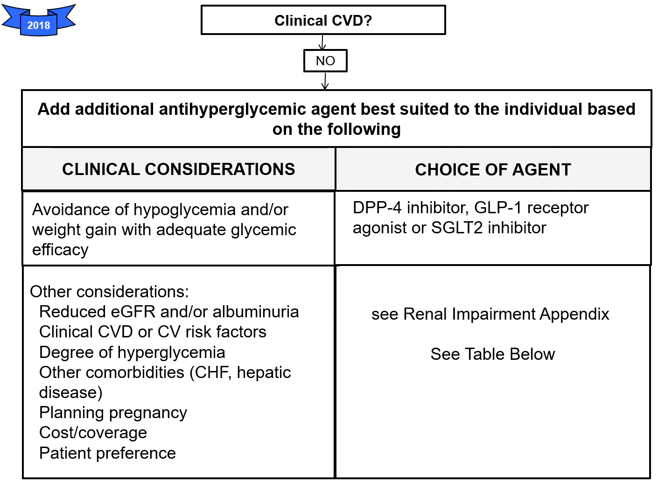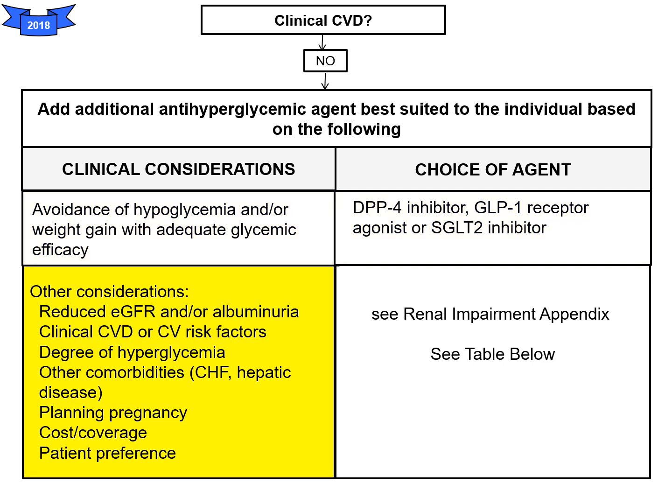The next antihyperglycemic agent should be selected best suited to the individual based on a variety of clinical considerations. For many patients, avoidance of hypoglycemia and/or weight gain with adequate glycemic efficacy are important considerations. For these patients, an appropriate choice of agent includes a DPP-4 inhibitor, GLP-1 receptor agonist, or SGLT2 inhibitor. For other groups of patients, other considerations may be important.